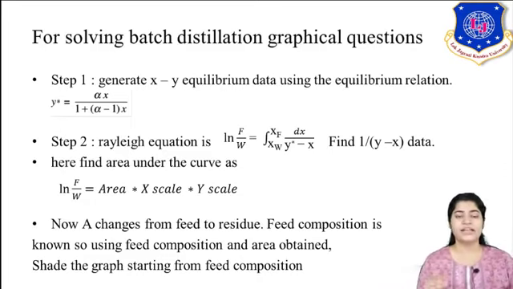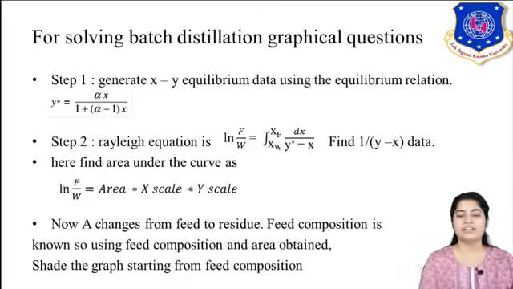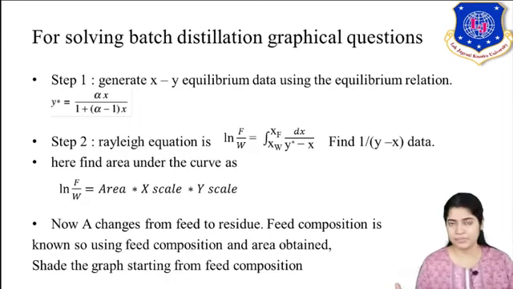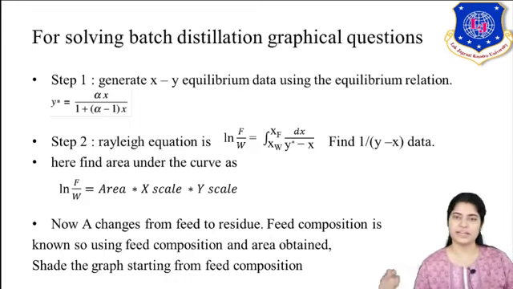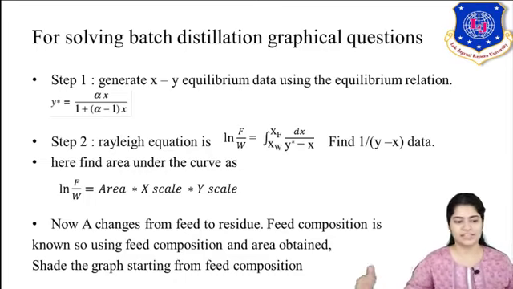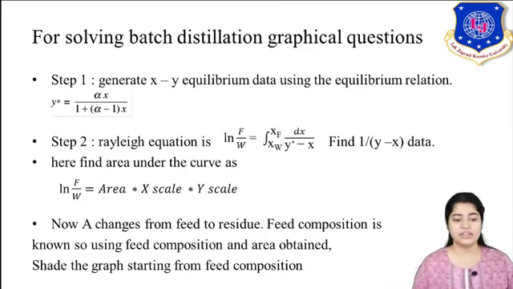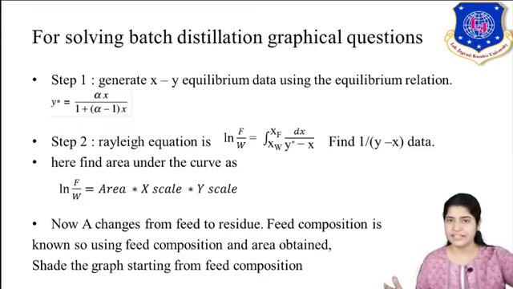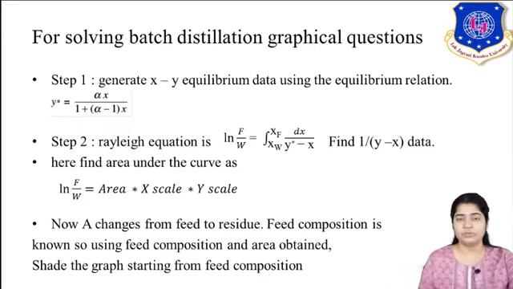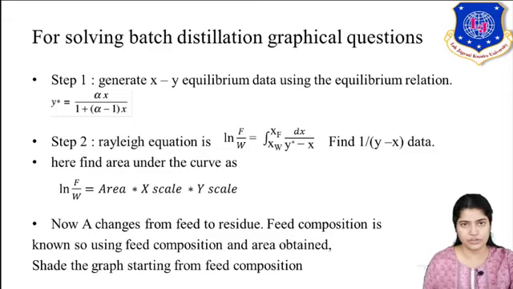Step 2 is the Rayleigh equation you have. Here you can see under integration I have 1 upon y star minus x. So simply, I have to find 1 upon y minus x data. So now generate another table in which you have 1 upon y minus x data. Now the third step here is to find area under the curve. See, left hand side term ln of F upon W, you can find by substituting the value. F would be given, W would be given, feed and residue amount would be given. Just substituting the value you may get LHS term.